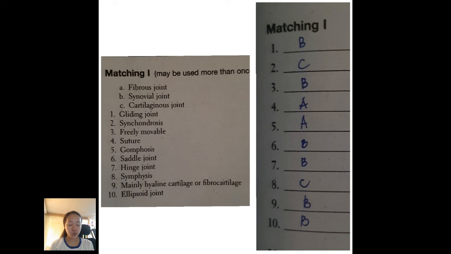Next is saddle joint. It is considered a synovial joint. Hinge joint is also a synovial joint. Symphysis is a cartilaginous joint. And then mainly hyaline cartilage or fibrocartilage is a cartilaginous joint. And the last one is the ellipsoid joint. It is considered a synovial joint.